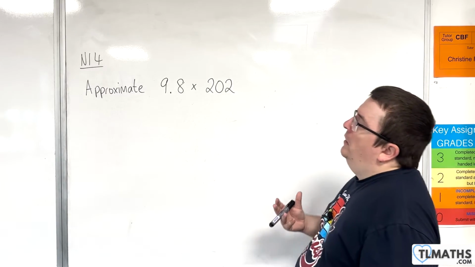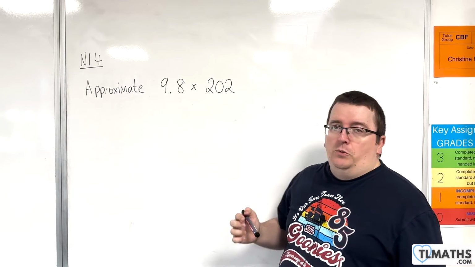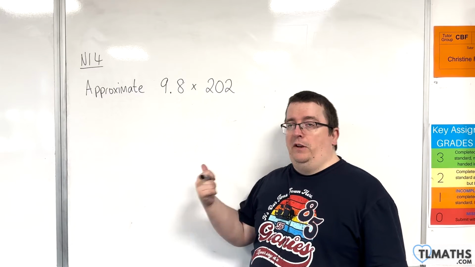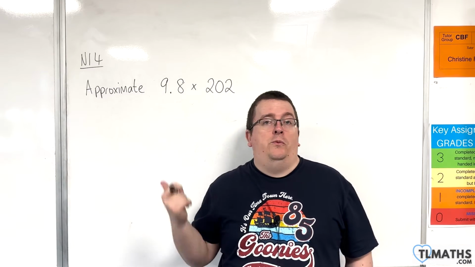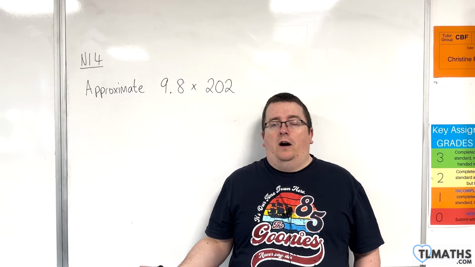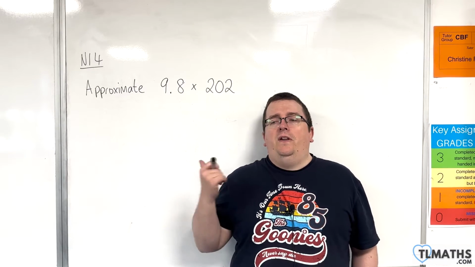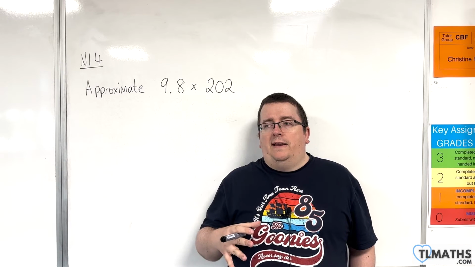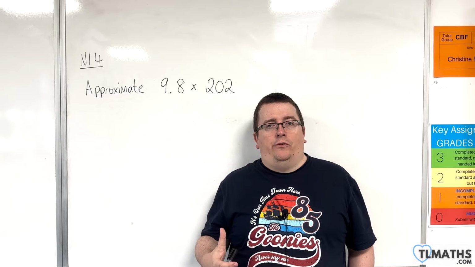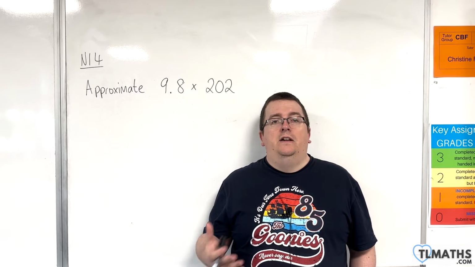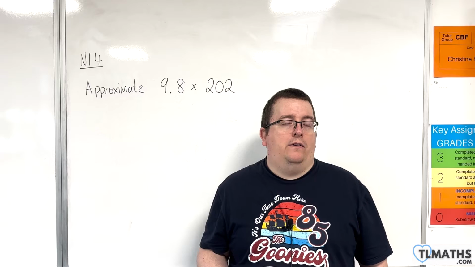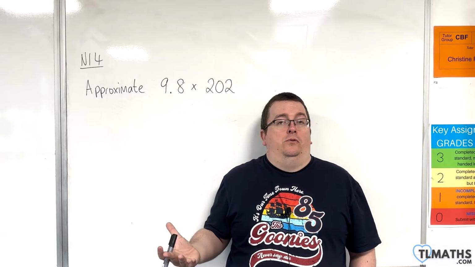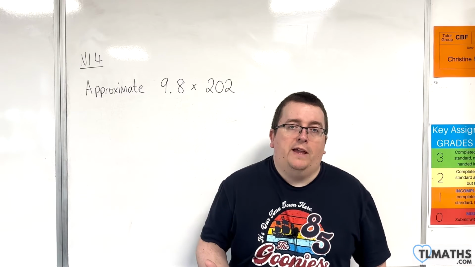Well, in order to calculate 9.8 times 202, I could do that by long multiplication. We're going to do that by long multiplication as well in this video because we want to see how reasonable our answer is. But the idea here is that you are rounding the value to an appropriate degree of accuracy, multiplying the two numbers together so you can get a rough estimate of what the end result should be. This is a good thing to do. It's like a back of an envelope calculation.